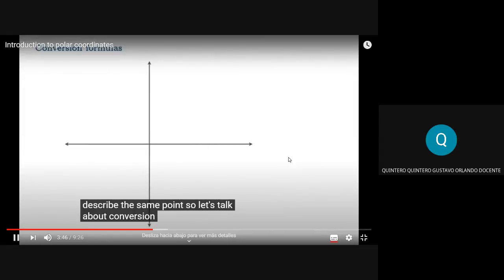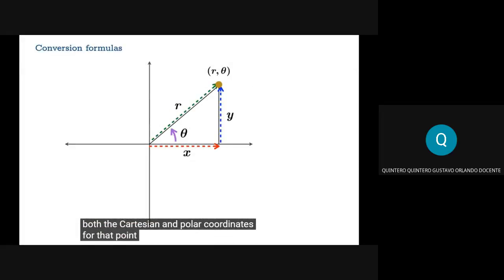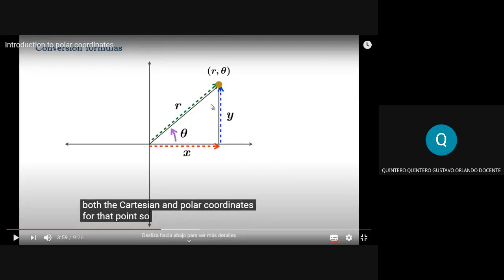So let's talk about conversion formulas. How do we go back and forth between polar coordinates and Cartesian coordinates? What we'll do is look at a point in the plane and imagine that we've described both the Cartesian and polar coordinates for that point. All right, take a look at this. This drawing is absolutely beautiful because in this little triangle, there is the explanation for both coordinates.